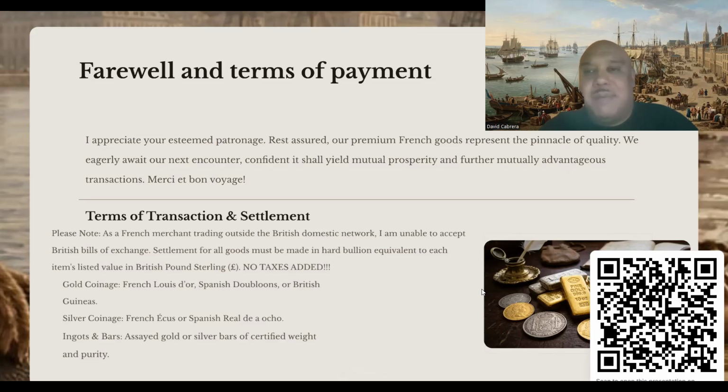Also, I hope you learned something about the dynamics of the trade, including the payment that was done at the time, and all of these details that help you figure out and learn about the history of the colonial period prior to the Declaration of Independence, prior to the American Revolution, everything that came before.